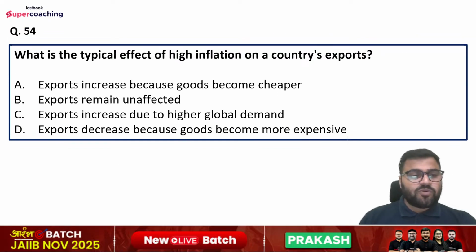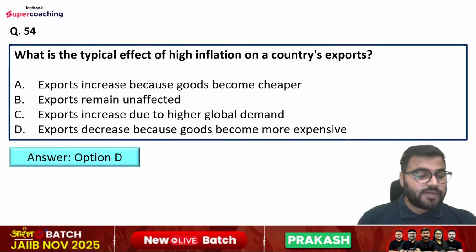Question number 54, what is the typical effect of high inflation on a country's exports? Exports increase because goods become cheaper, exports remain unaffected, exports increase due to higher global demand, exports decrease because goods become more expensive. So right answer is option number D.